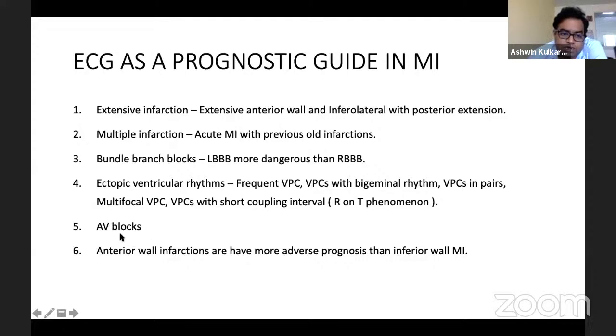If there is an RNAV block, it's a bad prognostic sign. And in general, anterior wall infarctions are much worse than inferior wall infarctions. As I mentioned, the arrhythmias originating from the anterior wall are more unstable arrhythmias.